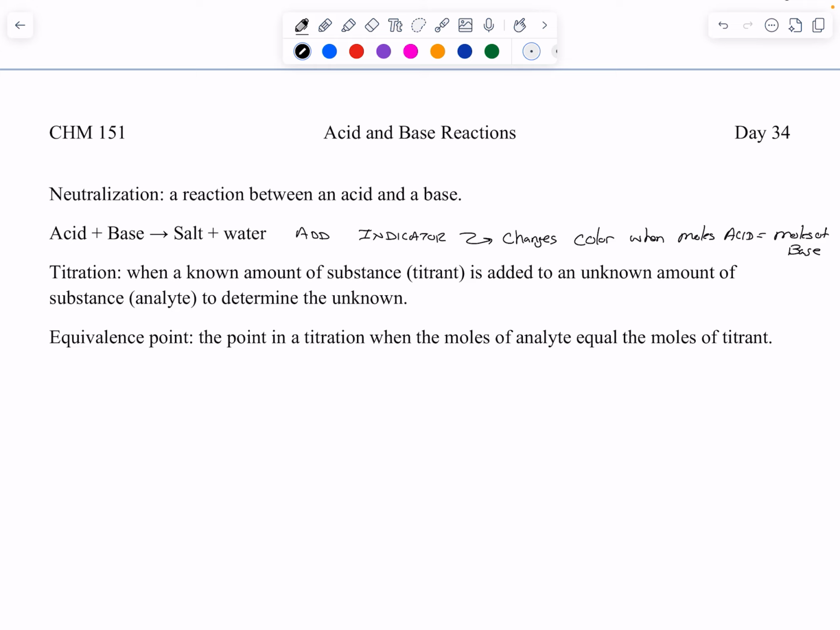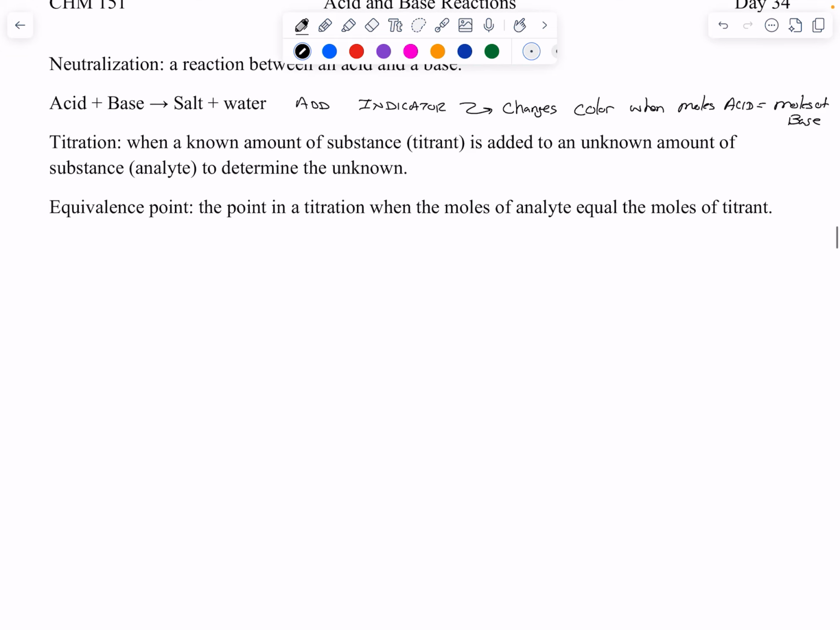All right, so a titration. What's going on with this thing called a titration? It's when a known amount of substance, the titrant, is added to an unknown amount of substance, the analyte, to determine the unknown, usually the concentration. Now, we haven't defined that yet. Our book does it in a little bit. So the big thing, though, is the equivalence point. Equivalence point is where, in the titration, the moles equal the moles.